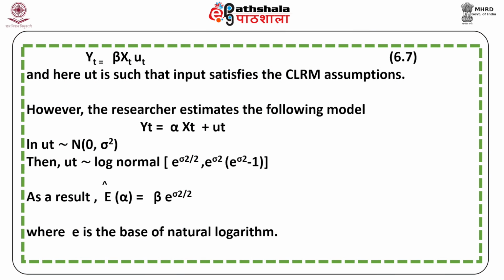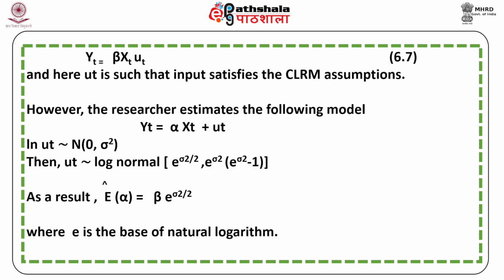For example, suppose the true model is given by the equation yt is equal to beta xt mu t, and here mu t is such that log mu t satisfies the CLRM assumptions. However, the researcher estimates the following model: yt is equal to alpha xt plus mu t. What will be the consequence of such an estimation?